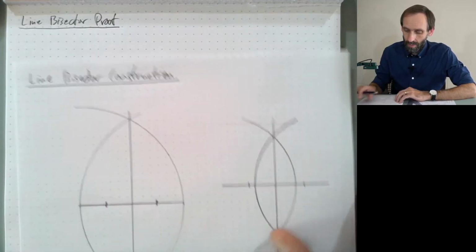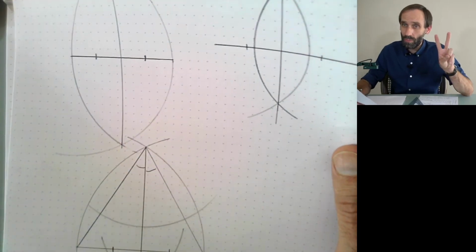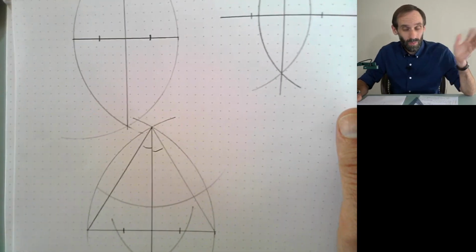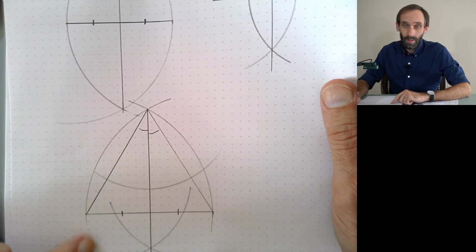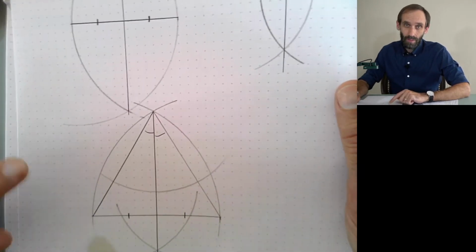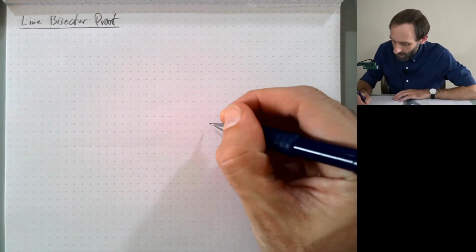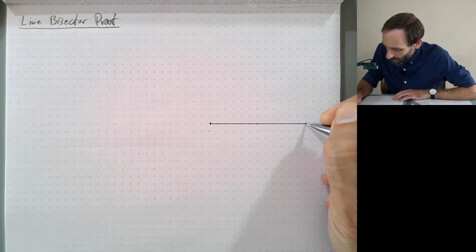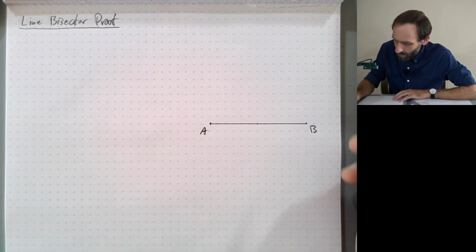So now that we have done the construction, it's time to do the proof. I'm actually going to do 2 proofs for you, 2 for the price of 1. And the first proof I'm going to do is based on the angle bisector approach, the last one I did. And so here is my line that I'm starting with. Okay, we'll call this line AB.